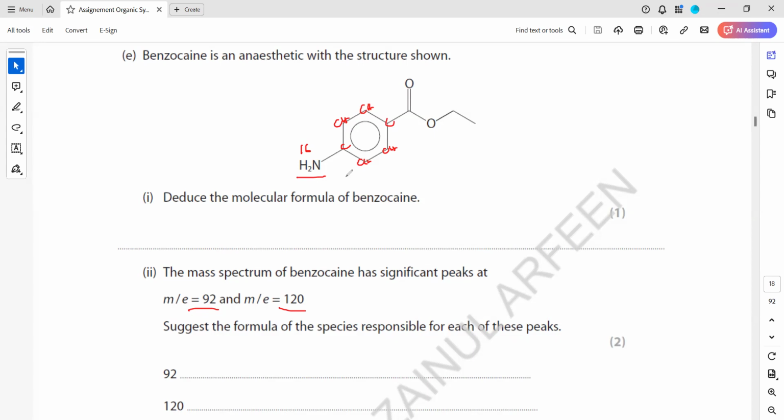And plus hydrogen, how many? 1, 2, 3, 4. So 6 into 12 plus 4 hydrogen makes 76. So this is 76. We want 92. So as you can see, the best thing is you just divide this part into parts. This will be carbon and oxygen. So this will be 28.